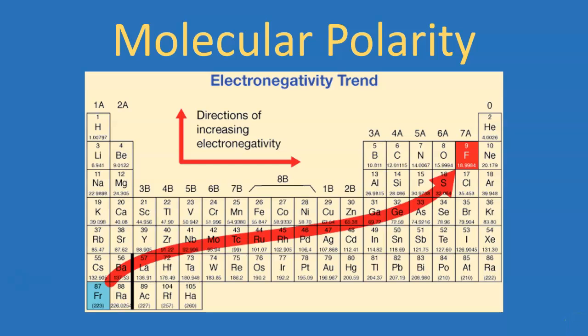In this video, we're going to talk about molecular polarity. So the very first thing that I want to show you is your electronegativity trend chart. Now, all this is a periodic table, so it's just showing you how to read the periodic table in terms of electronegativity. Your directions of increasing electronegativity go up and to the right. Fluorine is the most electronegative on the chart, and so anything closer to fluorine is going to be more electronegative.